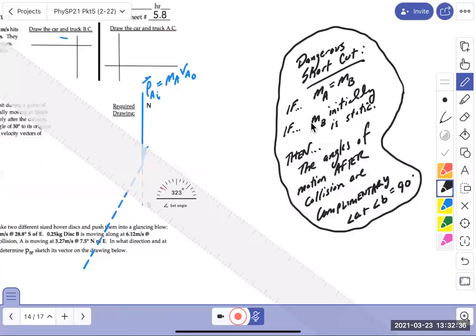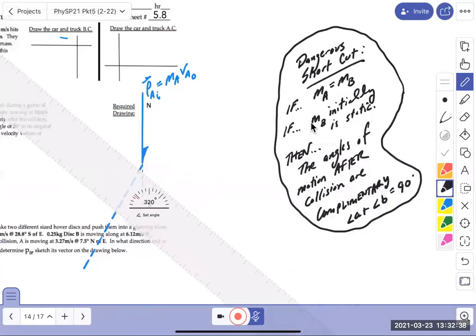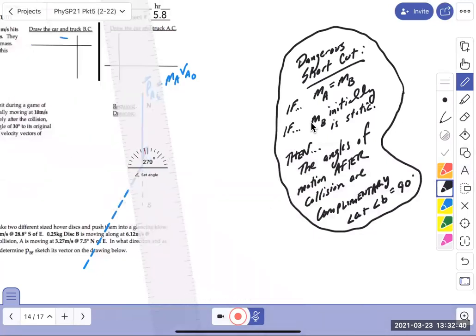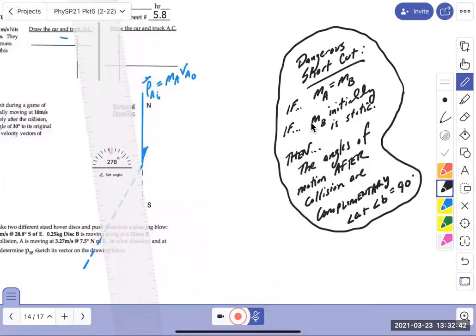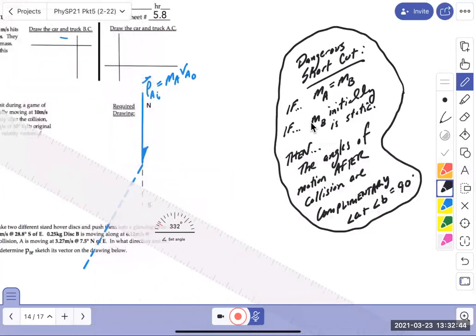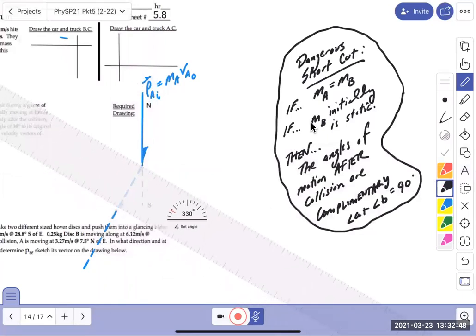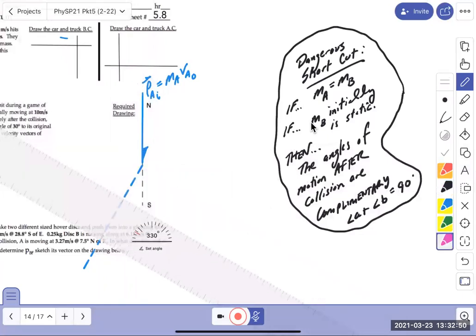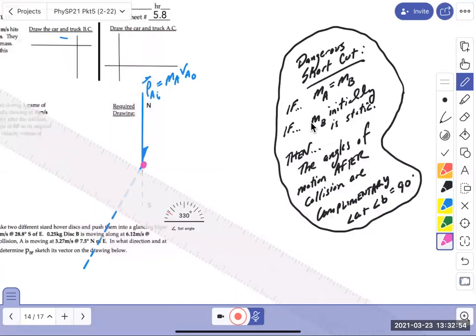So now I'm going to go ahead and set this up. Okay, so this will be like this. I'm going to make that purple. I'm going to make object B purple. It's going to head off in this direction.